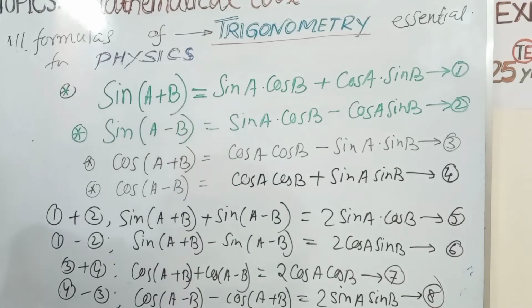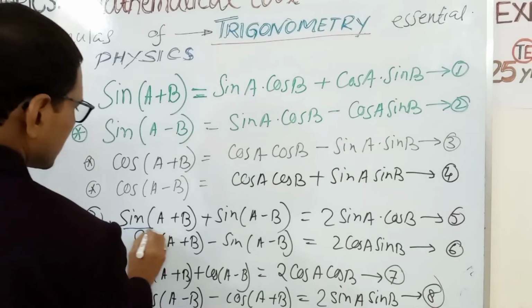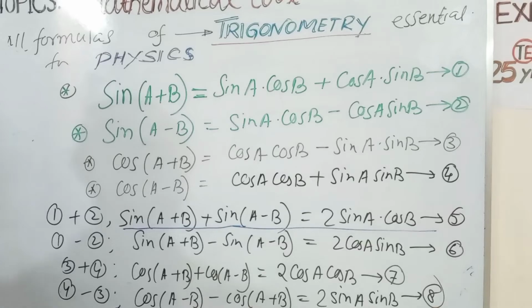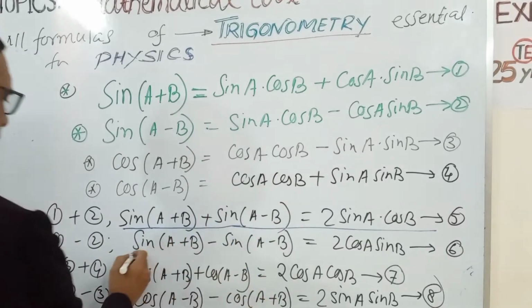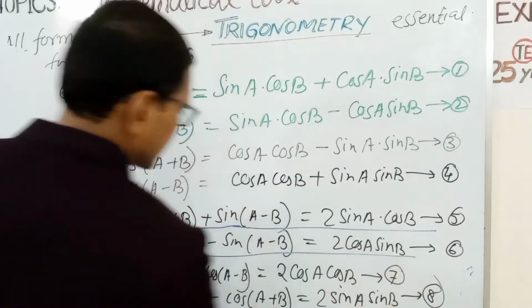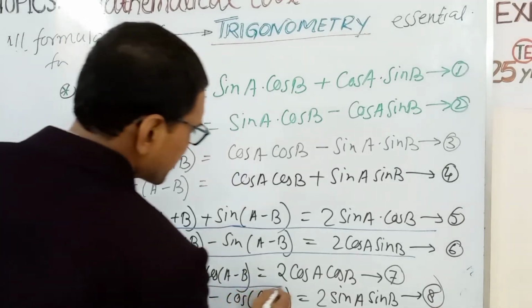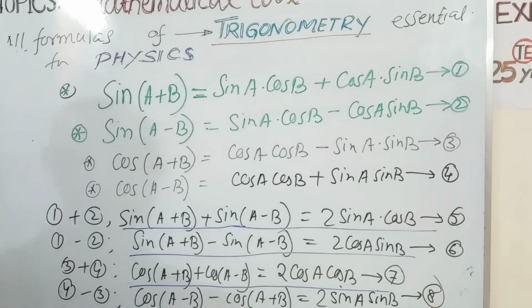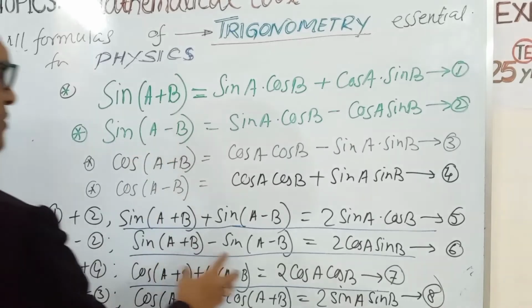So these are also formulas of trigonometry we have to know to study physics theory. In physics, sometimes these formulas are required, so we have to know all the formulas. This is the basic trigonometry. Now there are also other formulas. So if we add this plus this, we get this. If we subtract this, we get this.